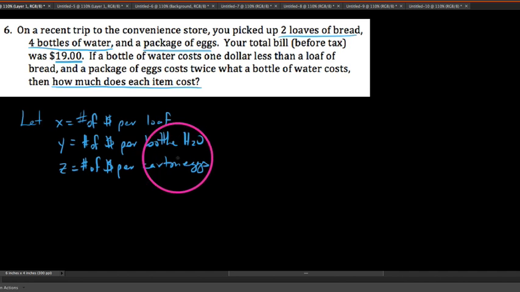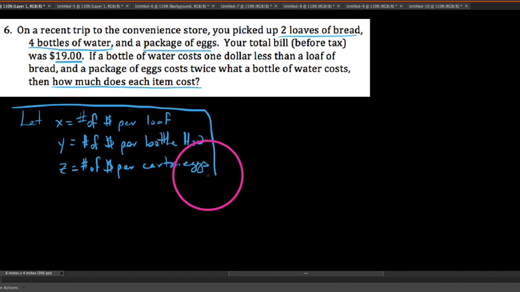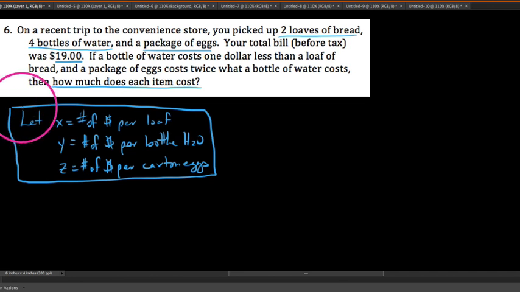We're going to leave this up over here in this little box, but what we're going to do is set up our relationships from this. As we read through this problem, we look for things to match up in terms of units. Here we have $19, which is a cost number, and we're using dollars to represent this. So what we need to do is come up with a cost equation. You see clues as you read through this problem. It says you had 2 loaves of bread, 4 bottles of water, 1 package of eggs.